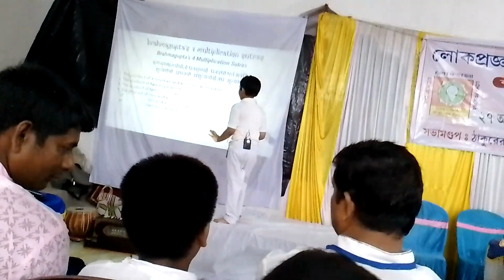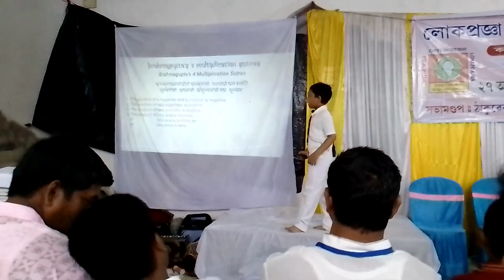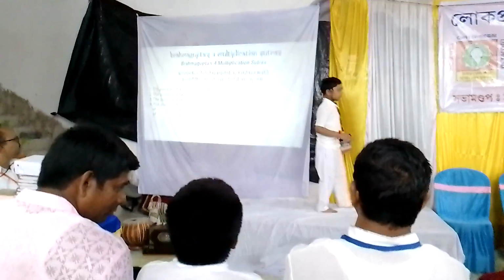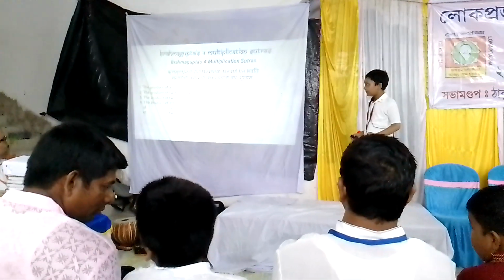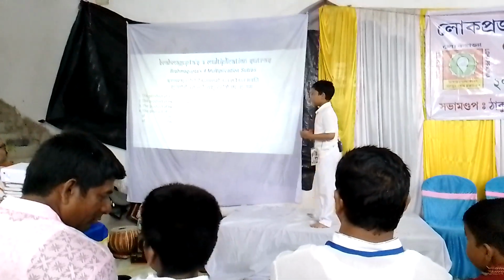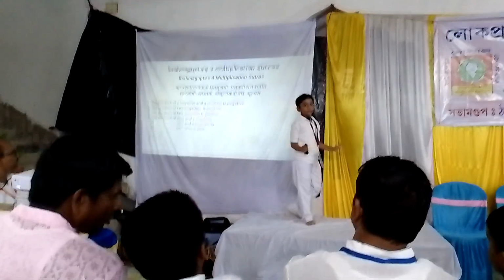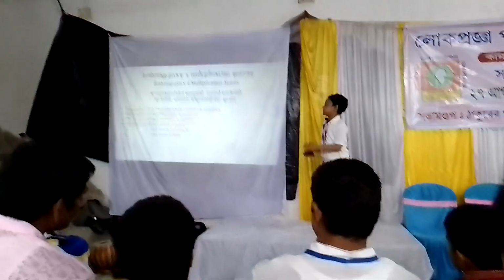Now the multiplication rules. The product of a negative and a positive is negative. The product of two negatives is positive. The product of two positives is positive. The product of zero and a negative, of zero and a positive, and of two zeros is zero.